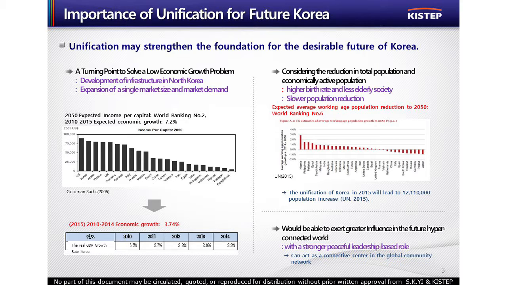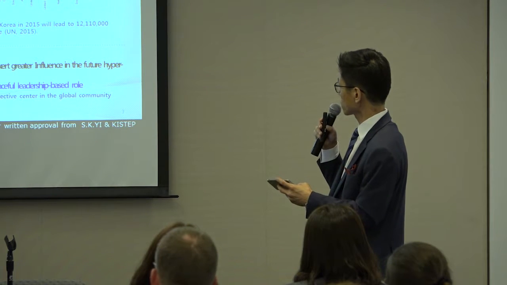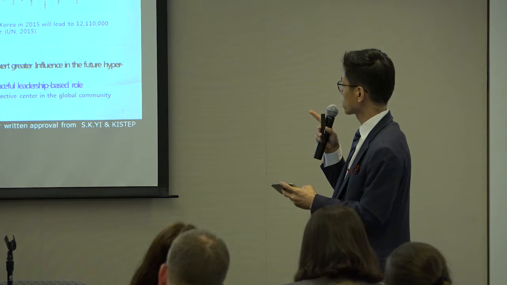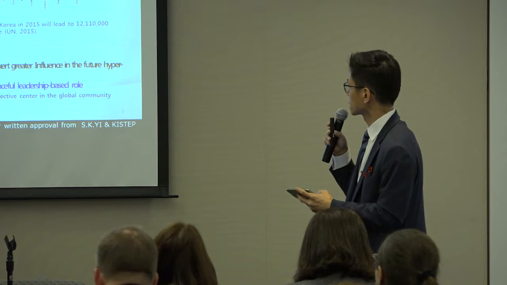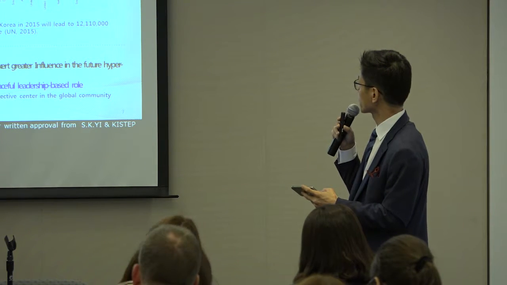This slide illustrates three points of the importance of unification for the future of Korea. The first one is about the low economic growth problem. As you see in the graph, the growth rate of Korea is decreasing faster than expected. The average growth rate of Korea in the first five years of the 2010s predicted by Goldman Sachs was 7.2%, but reality was 3.75%.